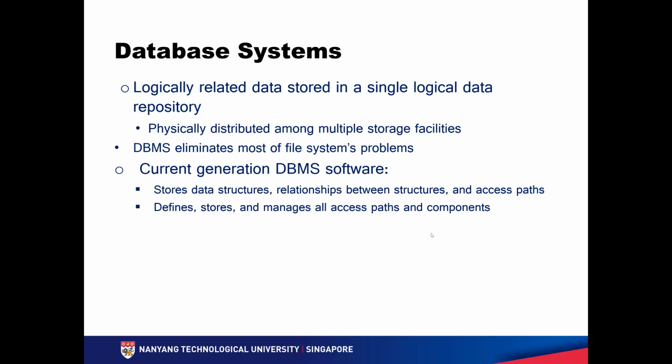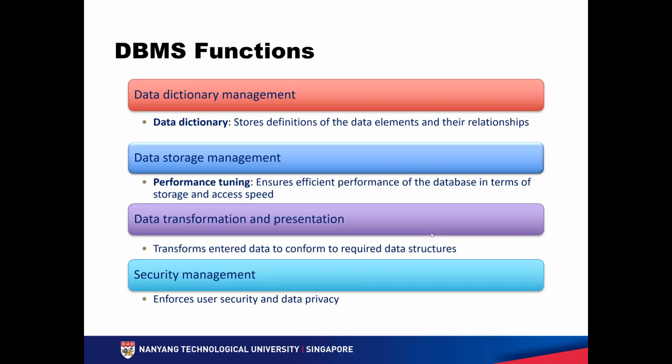So these are the list of key functions that you can find in DBMS. For example, data dictionary management that essentially store the definition of all data elements and their relationships. So this is actually storing metadata. Data storage management will be about performance management, which is about how to allocate your data across multiple hard disks, for example. And of course, security, transformation, presentation, user access control, backup, and integrity management.